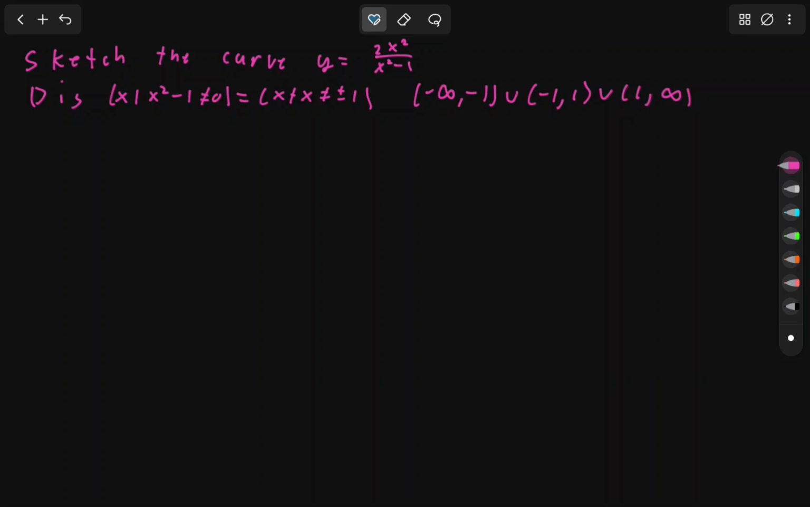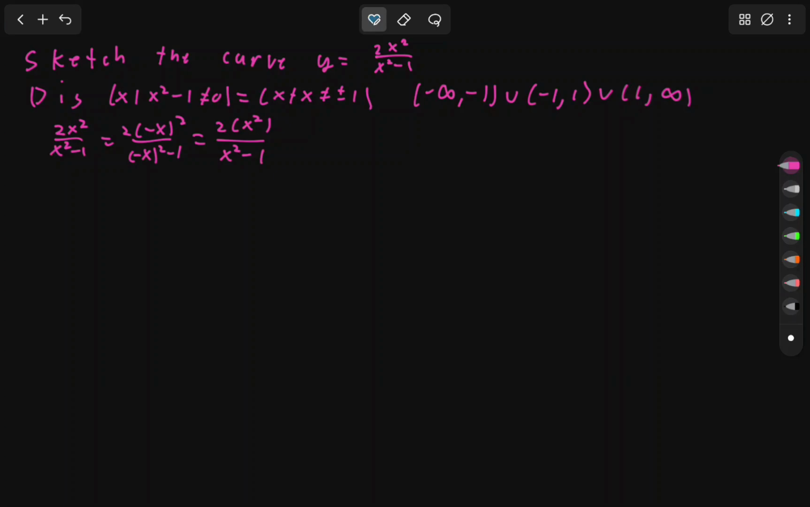So in this case, if we plug in negative x to f of x, so f of negative x, the way we're going to do this is we're just going to set this up as such: it is equal to 2 times negative x squared divided by negative x squared minus 1. Well, we can clearly see that the numerator is still going to just be x squared, and the denominator is going to be x squared minus 1. So they are equivalent. So this function is even.